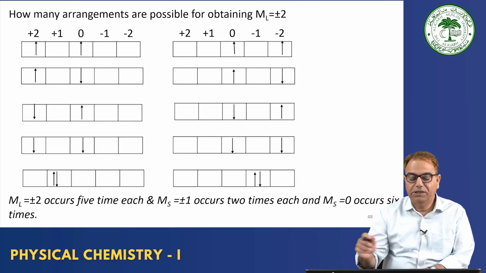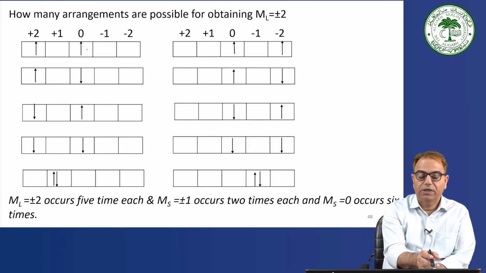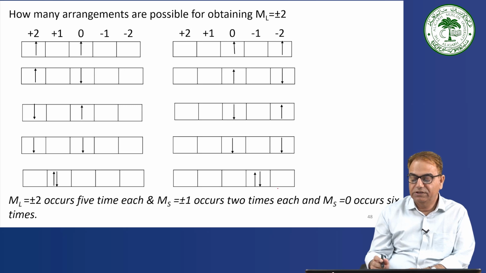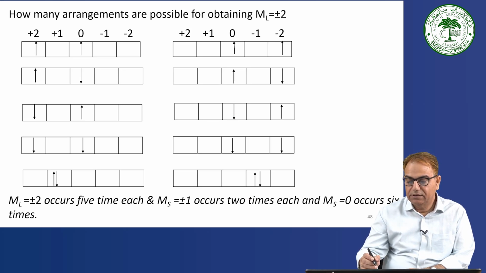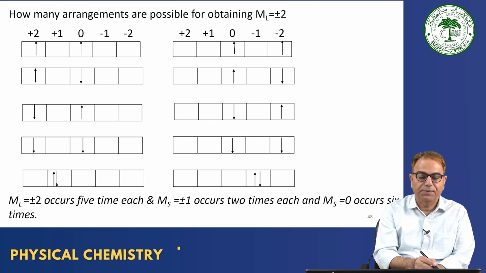If you go for ±2, then you have this type of arrangement. It could be in +2 and 0, so +2 0, +2 0, +2 0, the +2 configurations. Then you have -2 0, -2 0, -2 0, and you have these configurations. Out of these 4, this also gives you -2, this also gives you +2, because both the electrons are paired here.